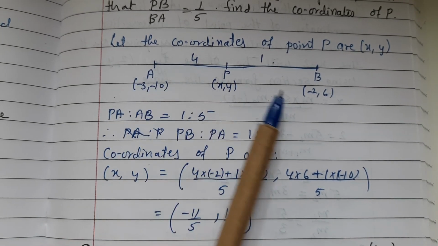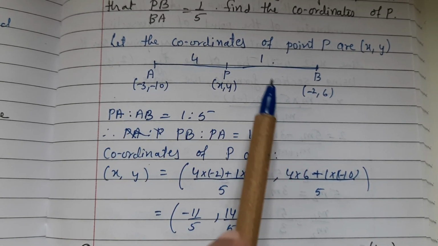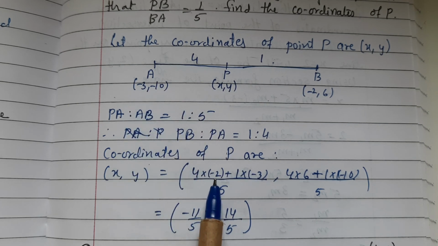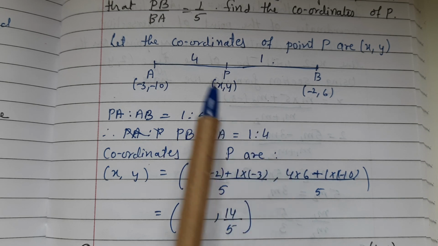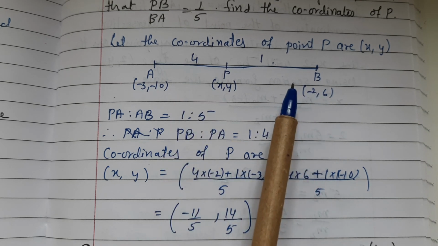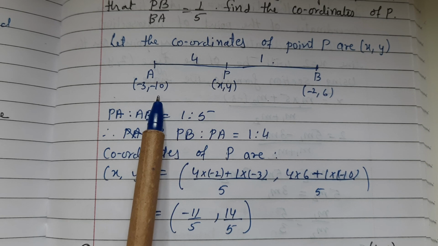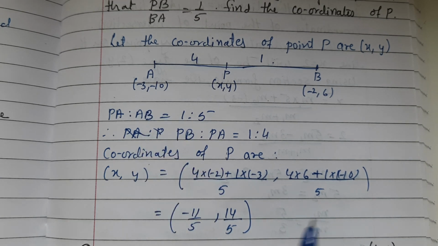(4 into -2 plus 1 into 3) upon (4 plus 1), which is 5. (4 into 6 plus 1 into 10) upon 5, equal to 11 upon 5, 14 upon 5.